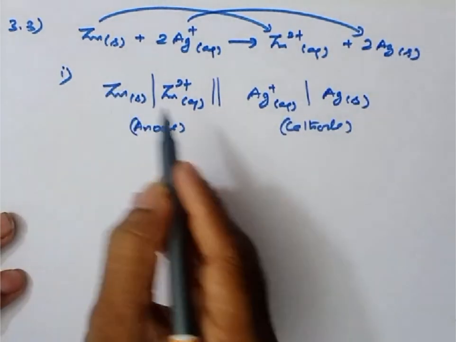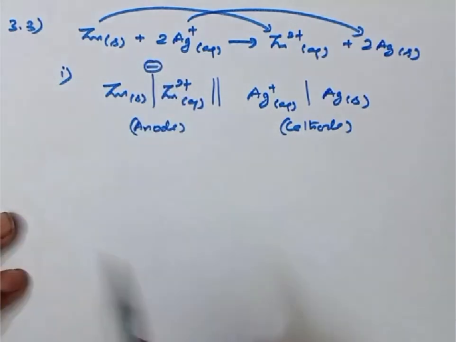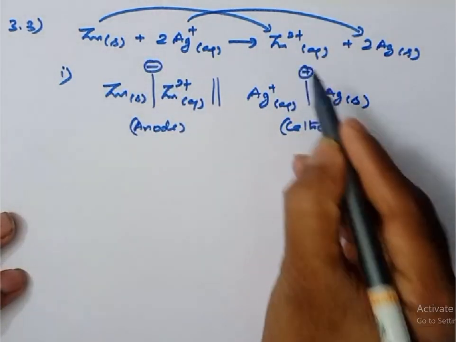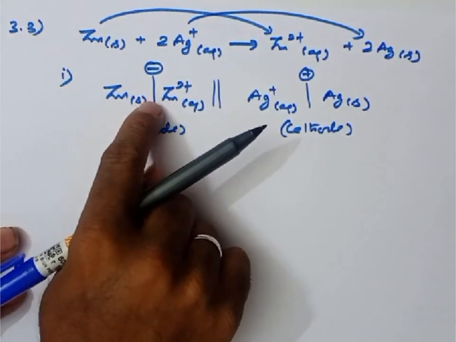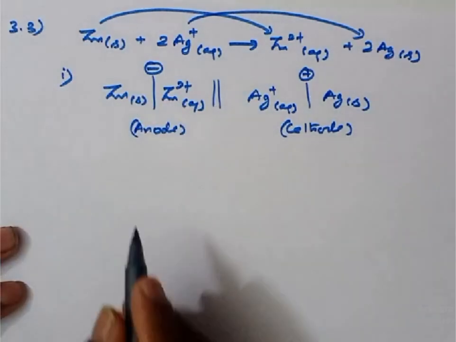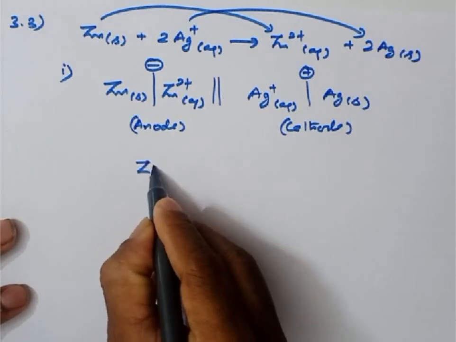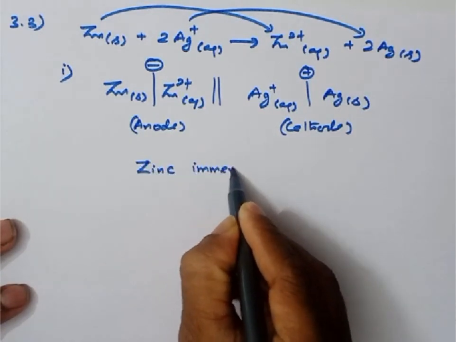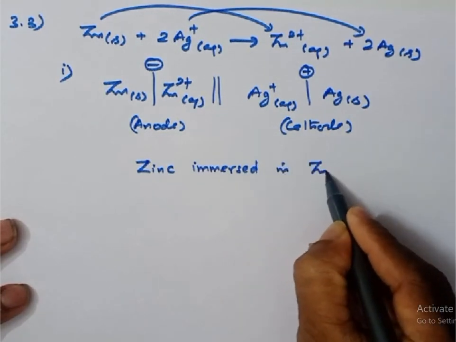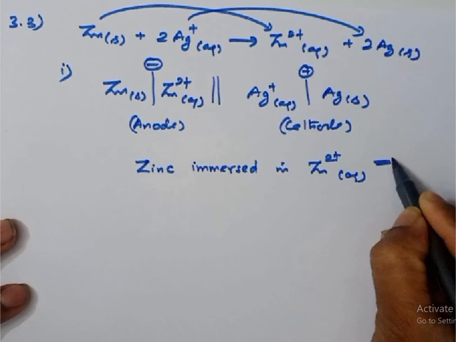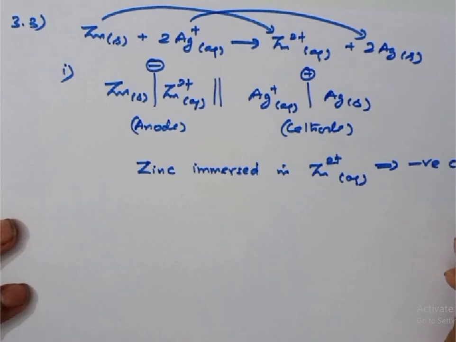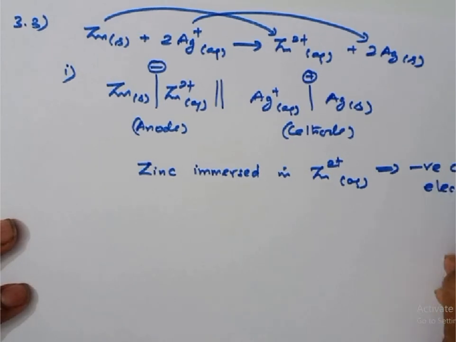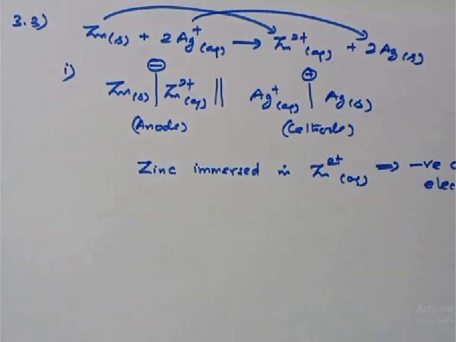You know very well that in a galvanic cell the anode carries a negative charge and the cathode carries a positive charge. So the answer to question number 1, which electrode is negatively charged: it is the zinc electrode. Zinc immersed in Zn2+ aqueous acts as the negatively charged electrode. Very simple, because that's the anode.